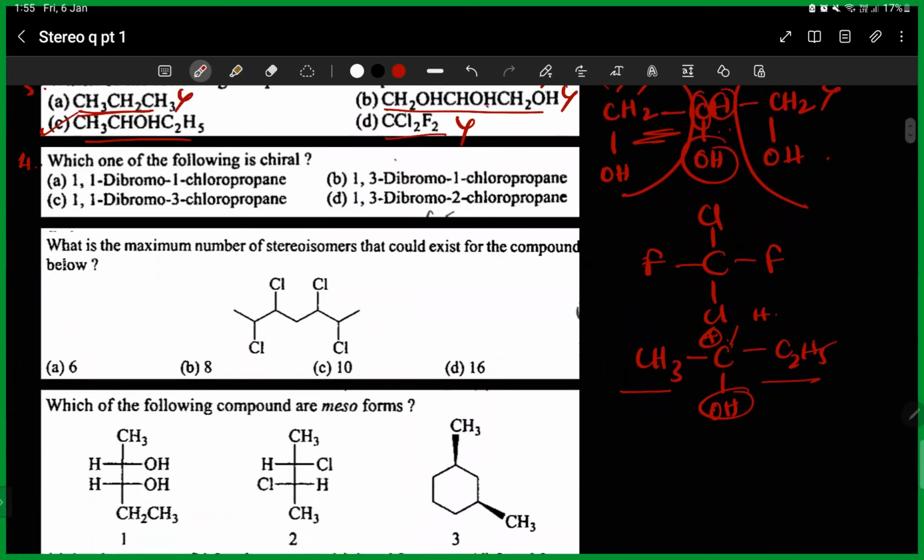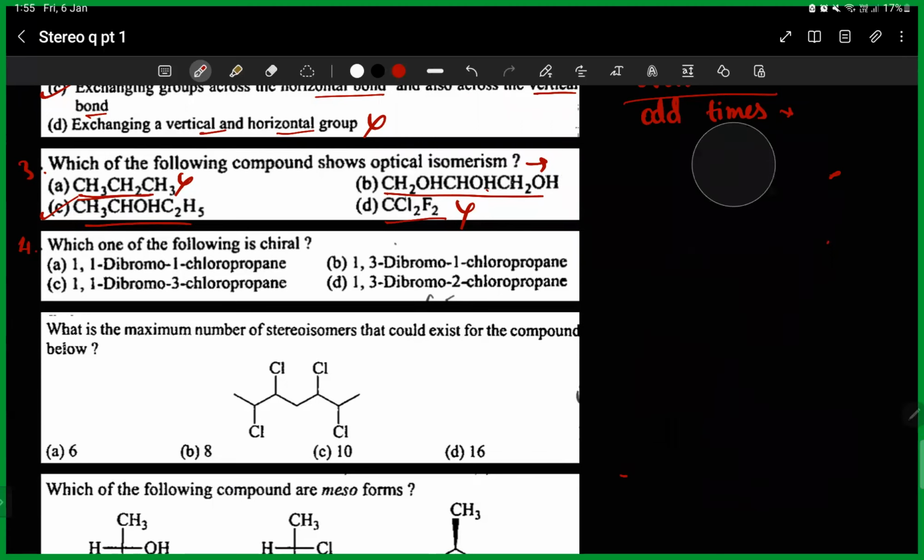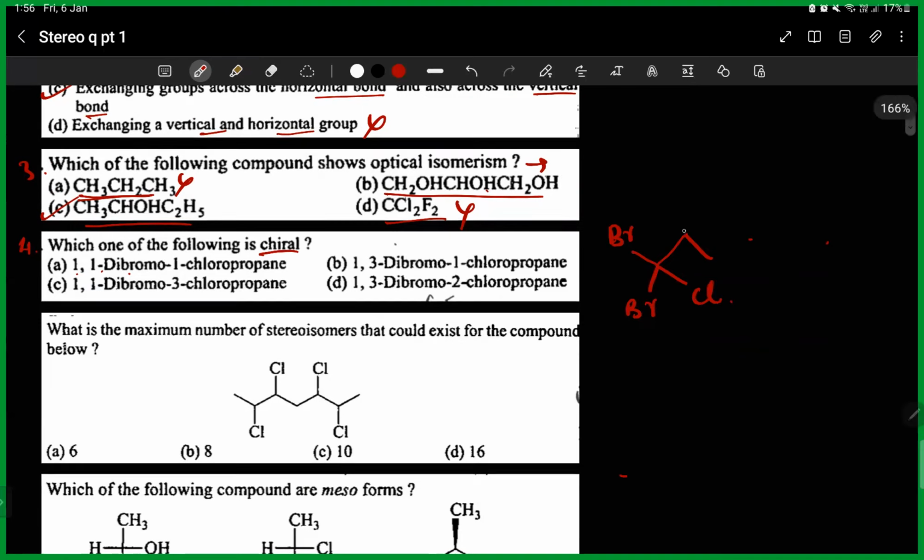Fourth question. Which of the following is chiral? Yes, we have a lot of questions based on chirality today because chirality is important. Many questions come every time. So 1,1-dibromo propane, chloropropane. So this is propane, 1,1-dibromo, and you have 1-chloro. Here you have hydrogens, and here you have hydrogens. You have minimum 2 hydrogens. So this is not chiral, this is not chiral, but here you have same bromine groups. This is also not chiral. So this doesn't have a chiral carbon.